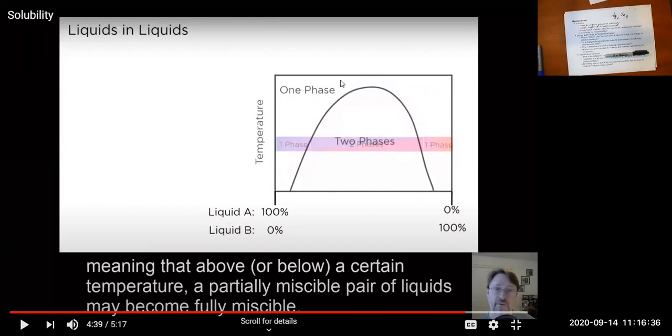Now, this is going into much more detail on partially miscible than the textbook does. But it gives you a much more concrete, more realistic view of how material solubility works.